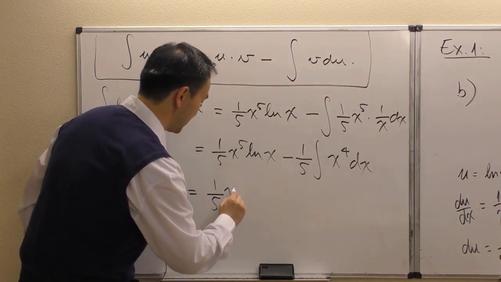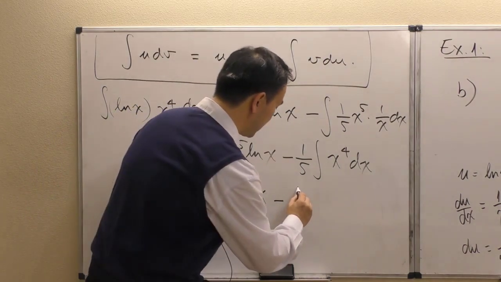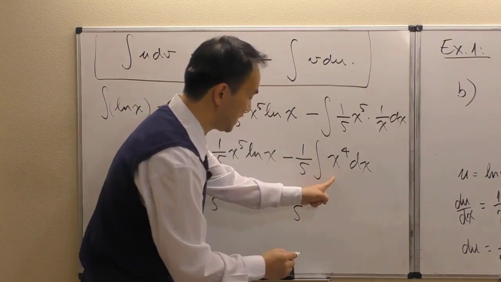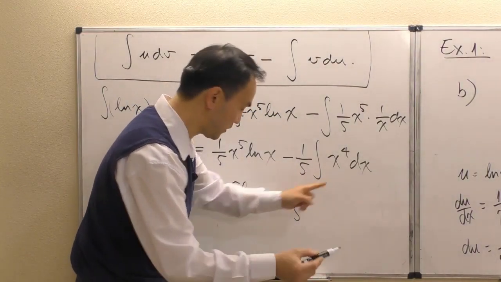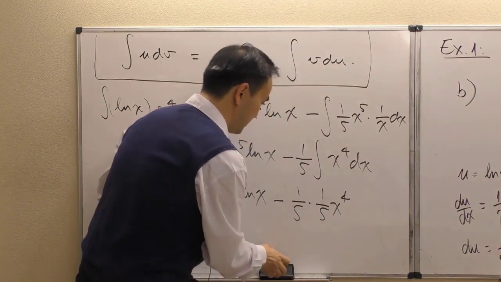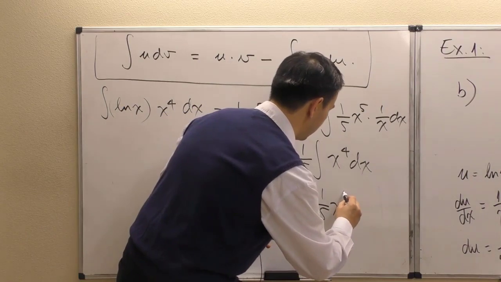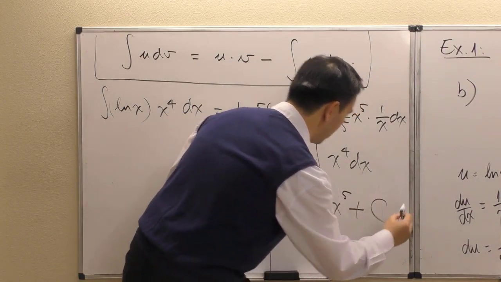And so here's my final answer. 1/5 x to the 5th natural log of x minus, we have a 1/5 here, but the antiderivative of x to the 4th is another 1/5 x to the 5th. And don't forget plus c.